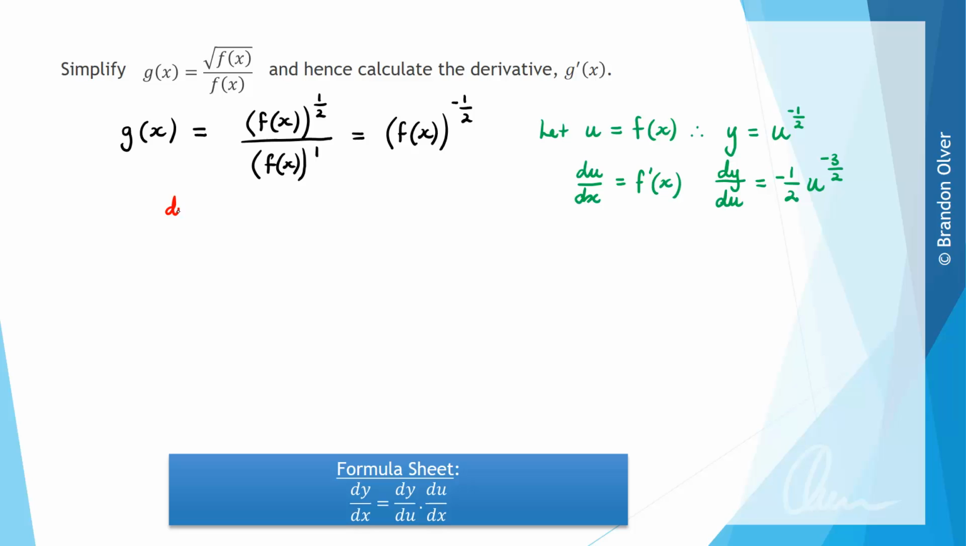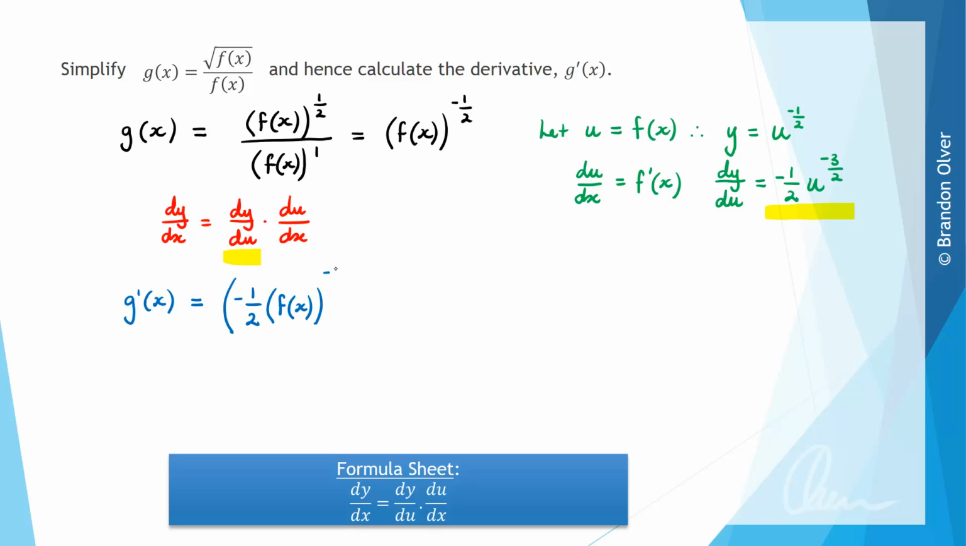So now we can apply our chain rule, so I'm just going to write it out for us. So dy dx is equal to dy du times du dx. So g dashed of x, the derivative we are asked to calculate in this question, is going to equal, first of all, dy du, which is simply equal to negative 1/2 u to the power of negative 3/2. So we can have negative 1 divided by 2 times u, but u is simply f of x, and that's going to be to the power of negative 3/2. And then we multiply that by du dx, which is simply f dashed of x. So that's multiplying by f dashed of x in the second set of brackets.